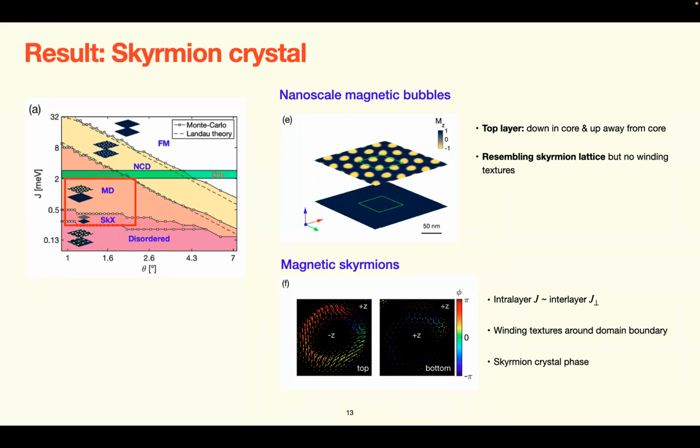As a result, we can obtain this phase diagram at zero temperature. There are many phases, but I'd like to focus on these two. The first one is the magnetic domain phase. The spin configuration is as follows. Here the bottom layer exhibits a uniform ferromagnetic order, and on the top layer some magnetic domains are formed. Away from the domain, it exhibits positive polarization, and in the center it exhibits negative polarization.